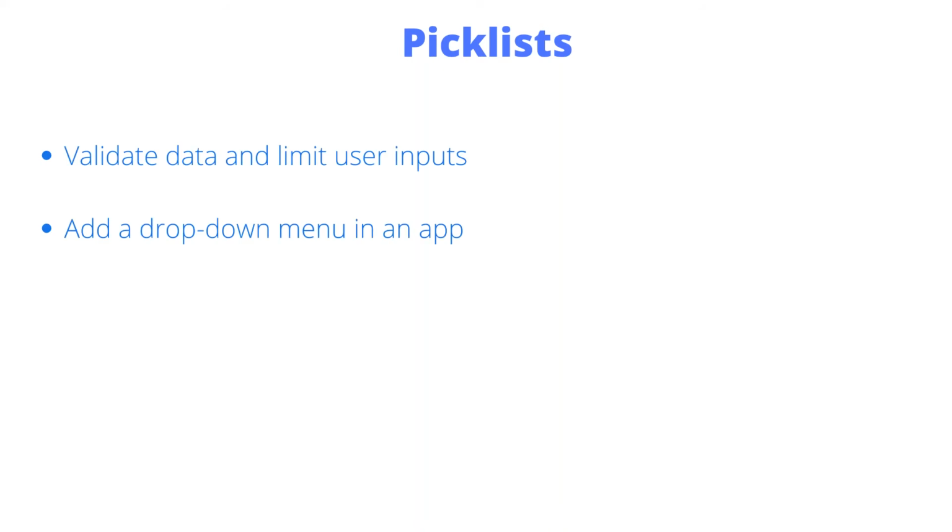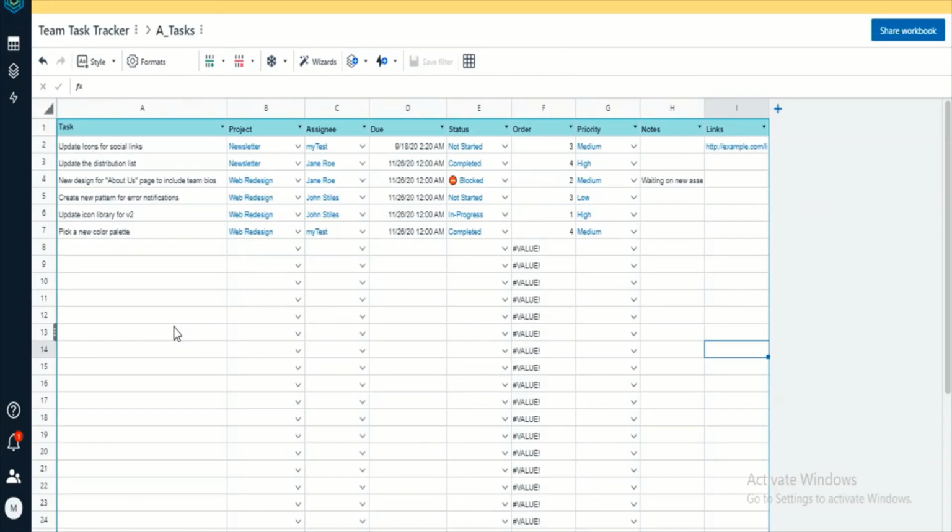Now let's look at picklists in detail. In many spreadsheet applications, you can use drop-down menus to limit input to a set selection. In Honeycode, we call these picklists. You can use picklists to validate data and limit user inputs, and you can also use them to add a drop-down menu in an app. Let's see picklists in action.